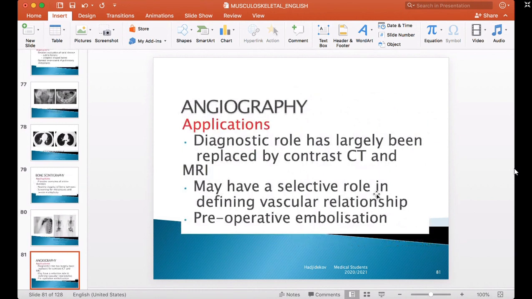In angiography, the diagnostic role has been largely replaced by contrast CT and contrast MRI, but there can still be a selective role in defining vascular relationships.